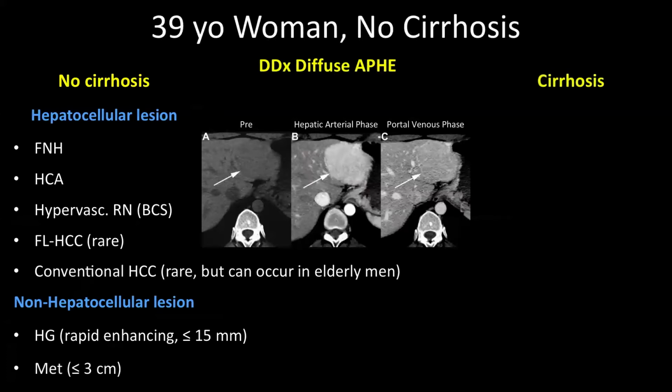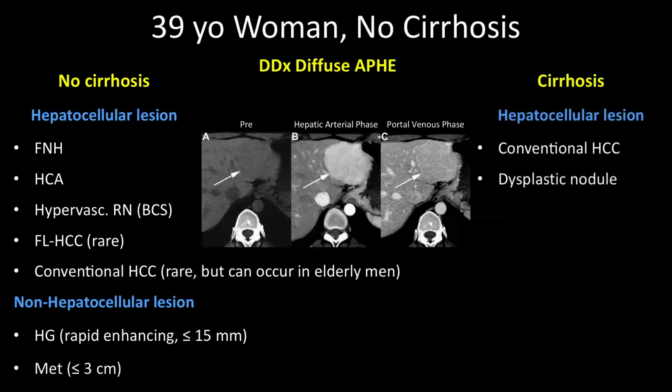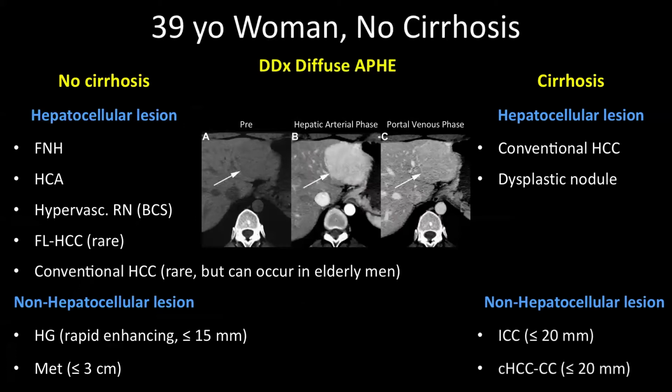Now, what about in the setting of cirrhosis? In the setting of cirrhosis, diffuse AFI is still likely to be a hepatocellular lesion, but now notice the differential diagnosis changes. So now the most likely thing is a conventional HCC followed by a dysplastic nodule. Non-hepatocellular lesions are also possible. So small cholangiocarcinomas can have diffuse AFI, and combined HCC-cholangiocarcinomas can have diffuse AFI, but those tend to be smaller than 20 millimeters. And finally, pseudo-lesions, such as perfusion alterations, can also have diffuse AFI.